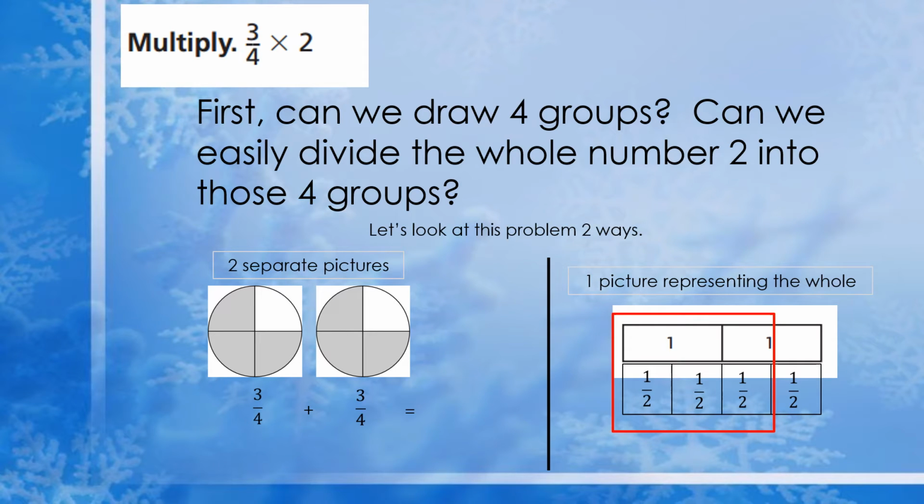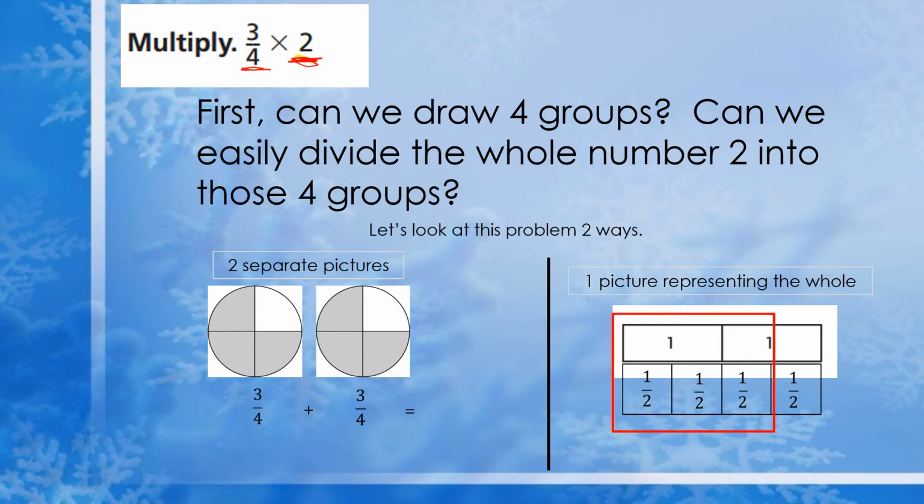So look at this problem. Multiply 3/4 times 2. First thing I notice is, can we divide equally the 2 whole number into 4 equal groups? And the answer to that question is no. So what do we do then instead? Well, here are 2 models.